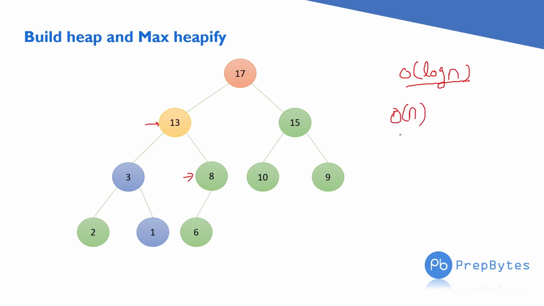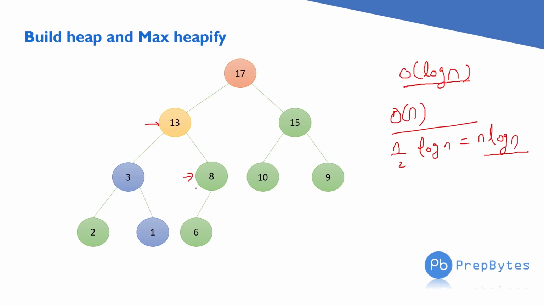We have a loop that runs for n by 2 times. Build heap is nothing but order of n. Don't get confused: in the build heap loop we are calling max heapification, so you may think that for n by 2 times we are calling a log n function, so the complexity becomes n log n. This is not the case, because the complexity of max heapify actually depends on the height of the node we are calling it on.